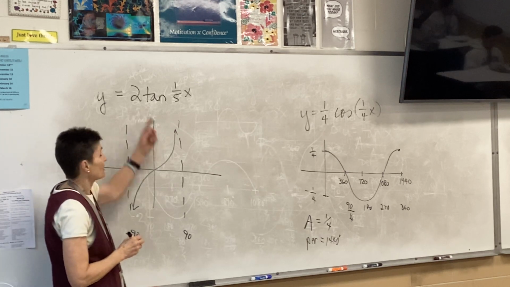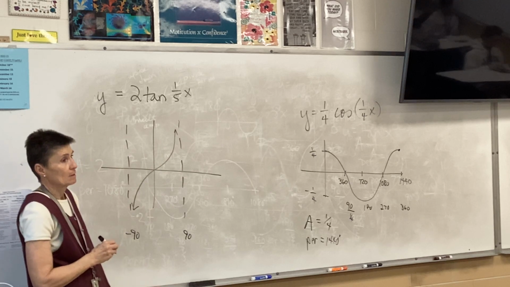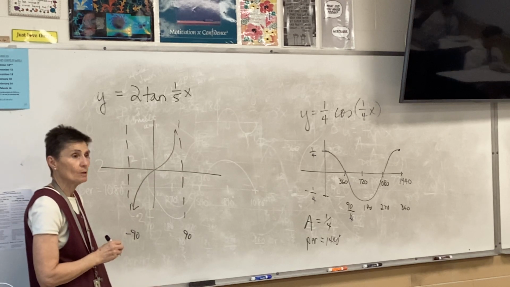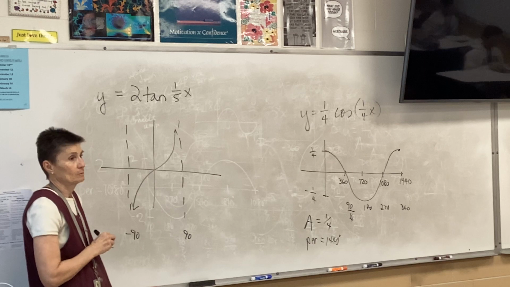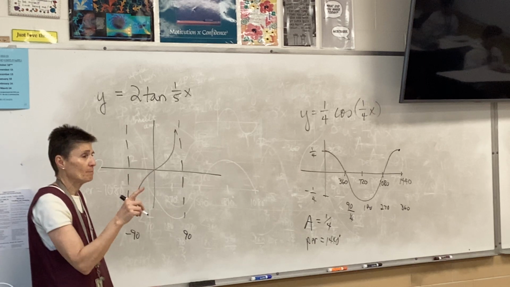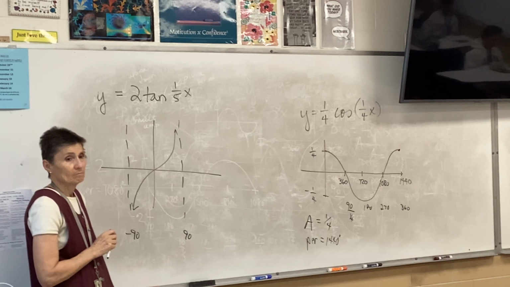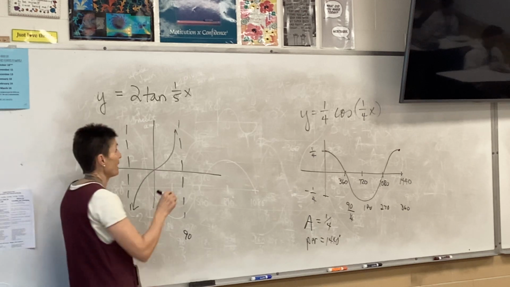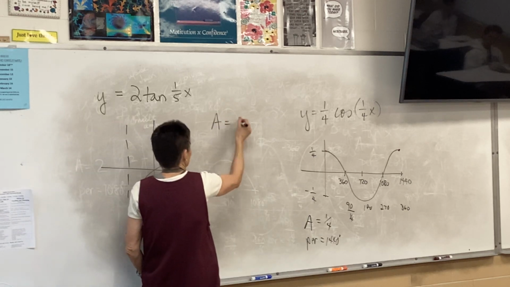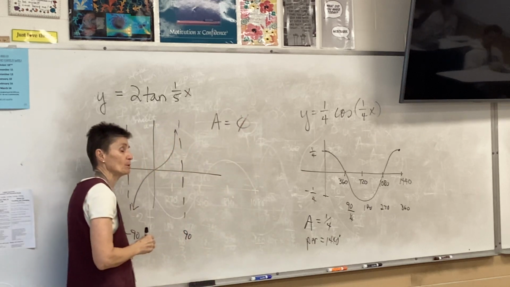Now tell me about that 2 right there. What's that 2 supposed to do? Multiply the height. But wait a minute, this is a tangent. What did we say about the height? Goes on forever. Still doesn't have one. I don't care if you double it, it still doesn't have one. There's no amplitude.